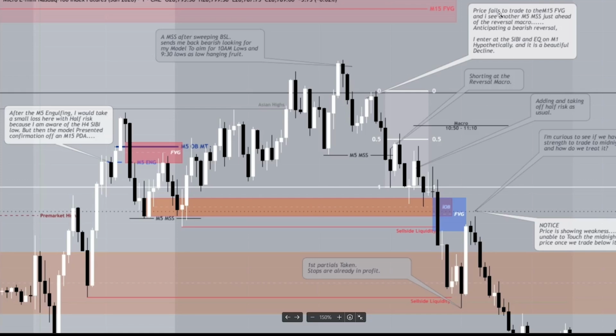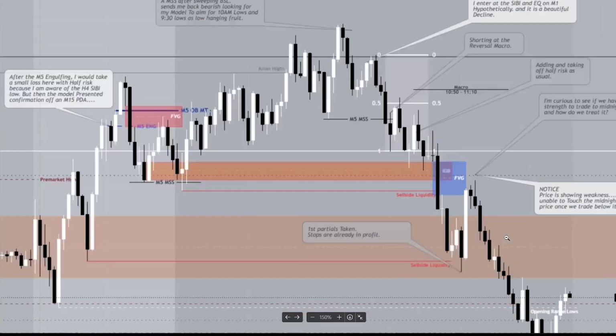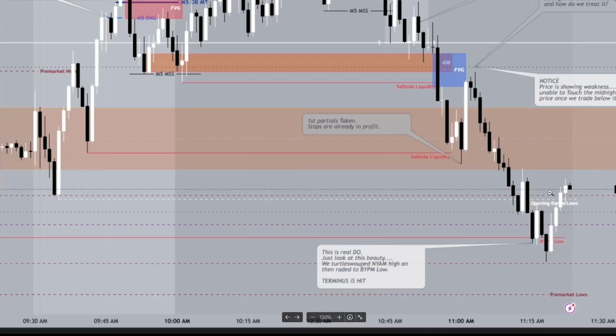Then I'm bringing attention to this as well. So it fails to trade to the 15-minute value gap, and we see a 5-minute market structure shift, and that confirms the model going lower. And from there, you should notice price showing a weakness, unable to touch mean opening price. And there we see terminus is hit at that level, and I'm not requiring pre-market lows. The rules of the model are calling for this as a drawn liquidity for profits, but this is a way more important pool of liquidity and it's stacked.